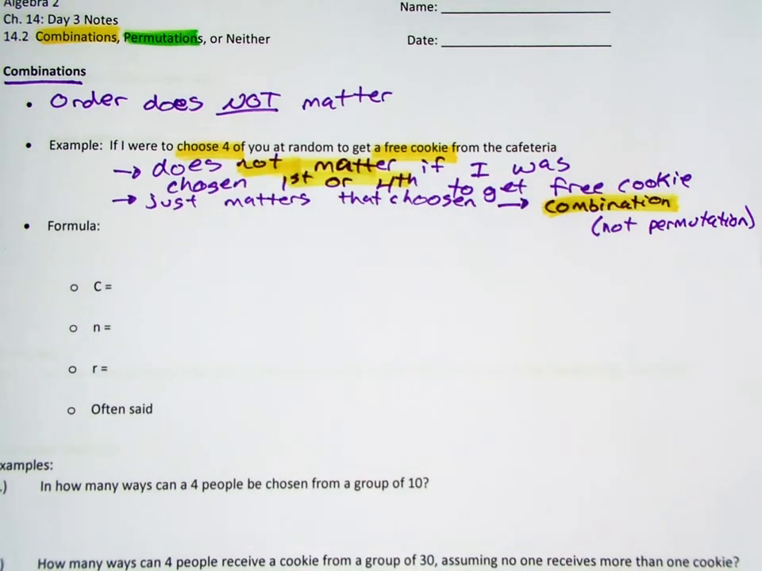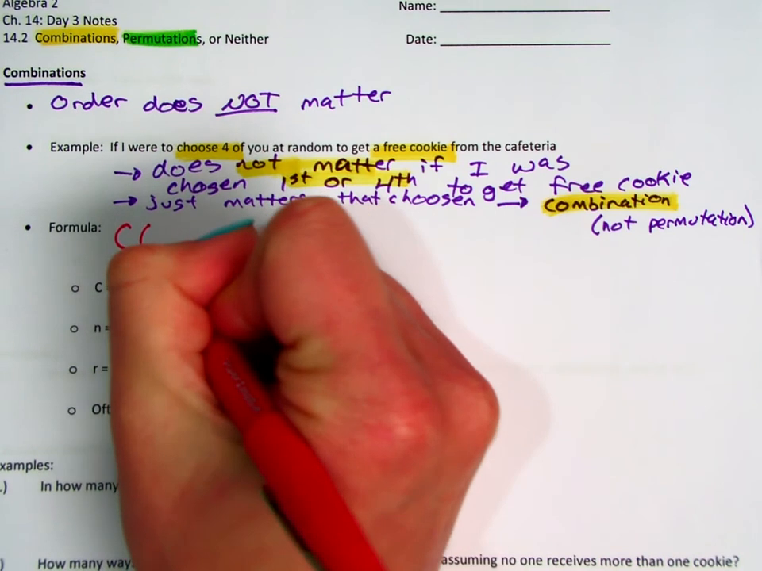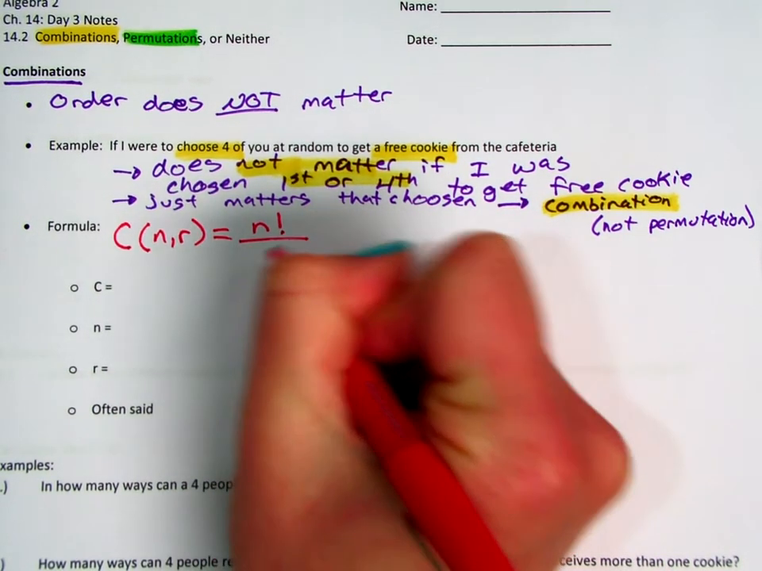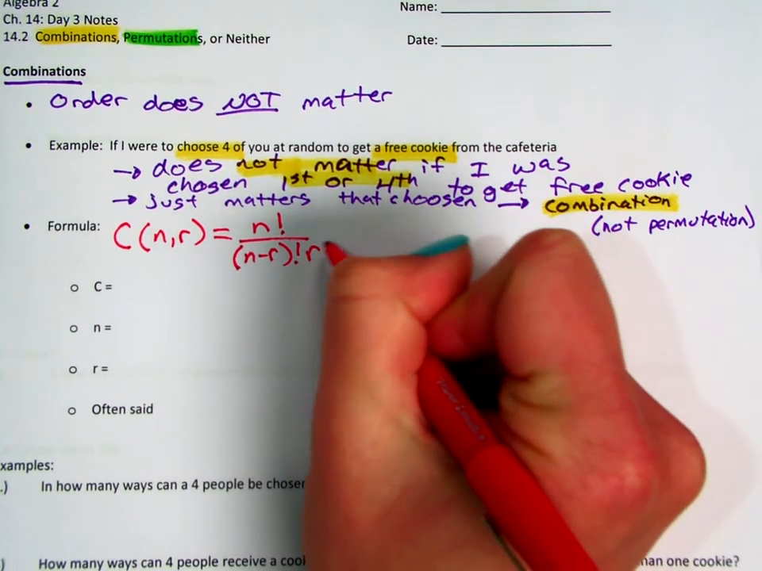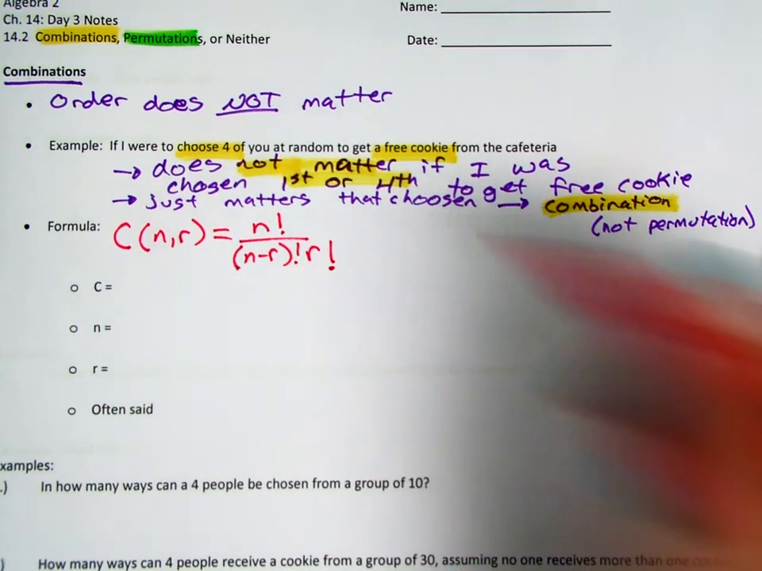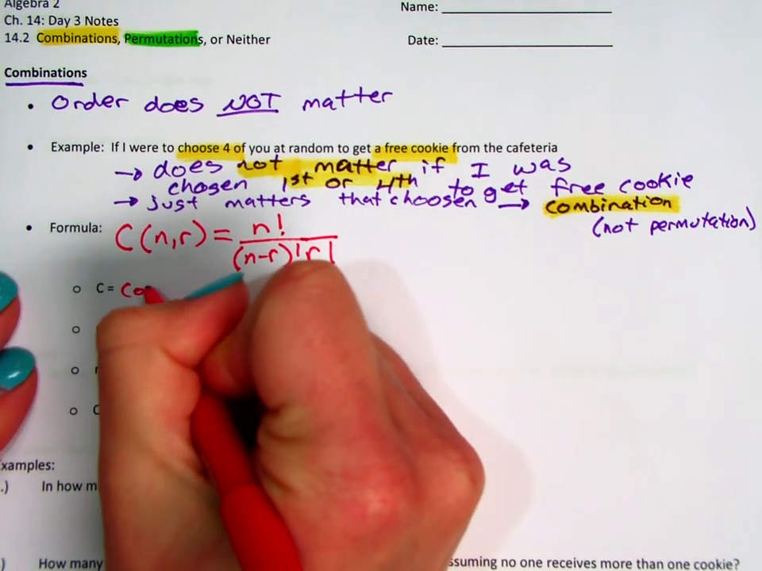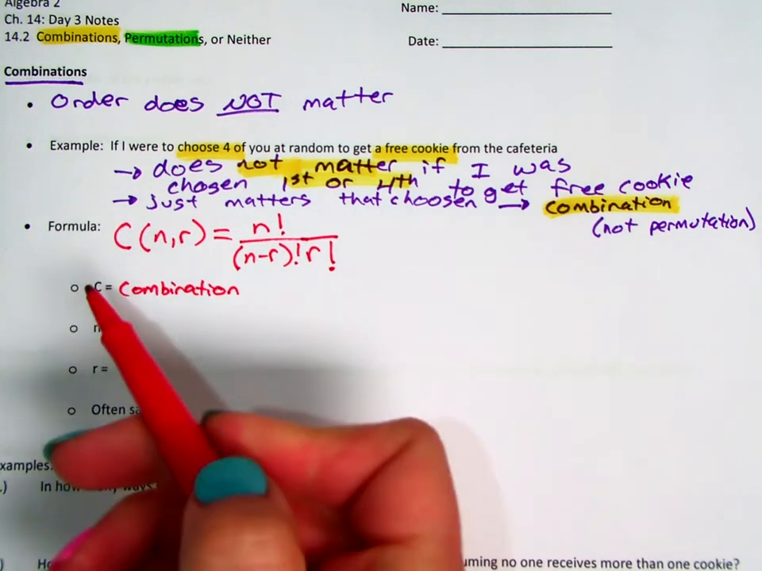Okay, now once we identify that it's a combination, we have to use the combination formula. The combination formula is C of n comma r equals n factorial over the quantity n minus r factorial times r factorial. Oops, sorry, that's a factorial sign. Now we need to know what each one of those things mean. The C just stands for combination. So once we identify that it's a combination, we're going to put that capital C.